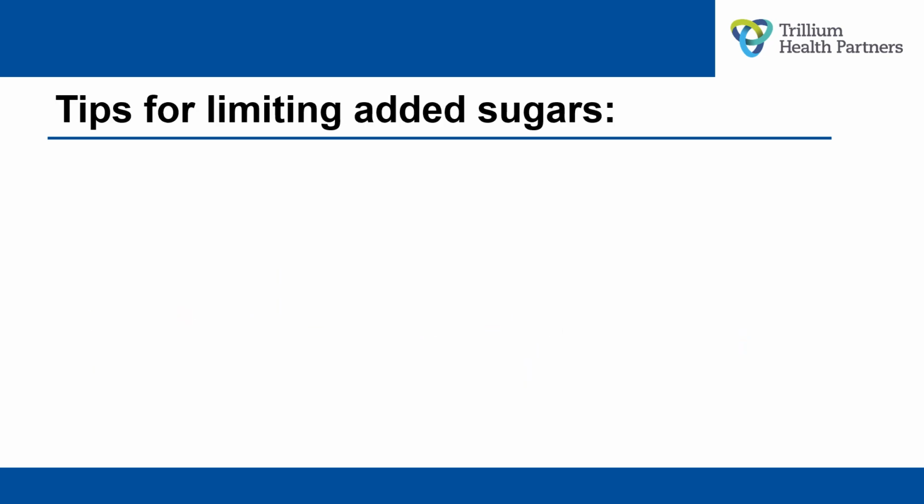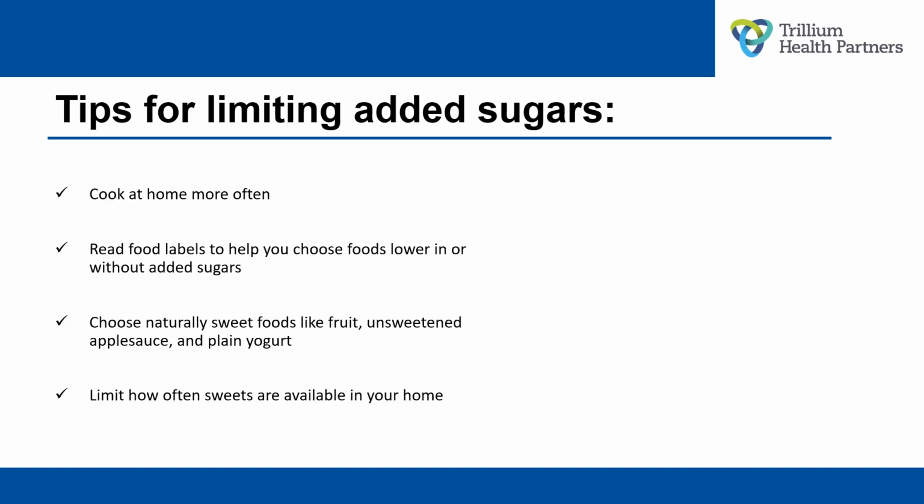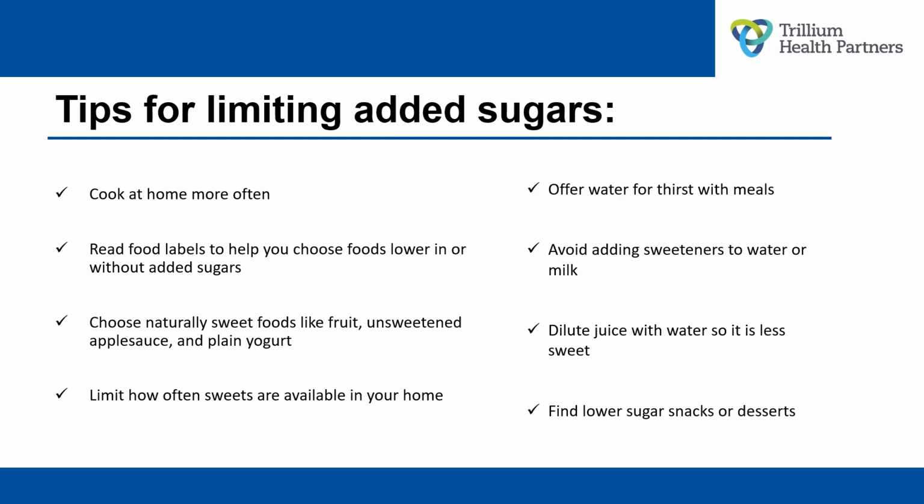Here are a few more tips on how to limit excesses of added sugar. Cook at home more often. Read food labels to help you choose foods lower in or without added sugars. Choose naturally sweet foods like fruit, unsweetened applesauce, and plain yogurt. Limit how often sweets are available in your home. Offer water for thirst with meals. Avoid adding sweeteners to water or milk. Dilute juice with water so it is less sweet. And find lower sugar snacks or desserts.